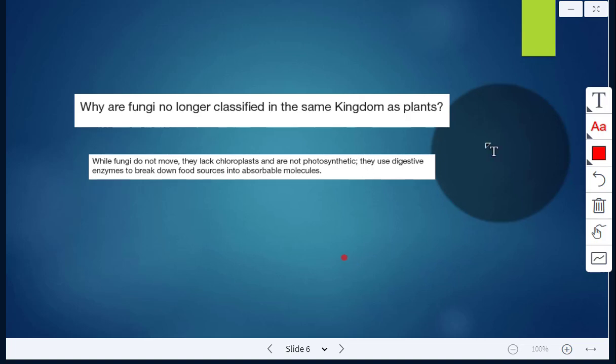Just a quick question here. Why are fungi no longer classified in the same kingdom as plants? It's because they lack chloroplasts and they are not photosynthetic. Usually they are decomposers. While fungi do not move, they lack chloroplasts and are not photosynthetic. They use digestive enzymes to break down food sources into absorbable molecules.